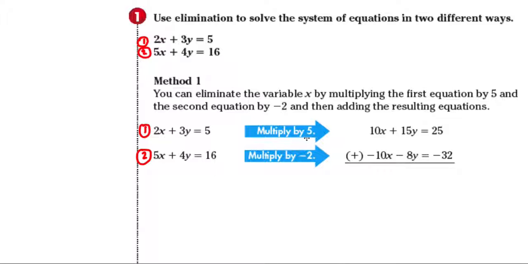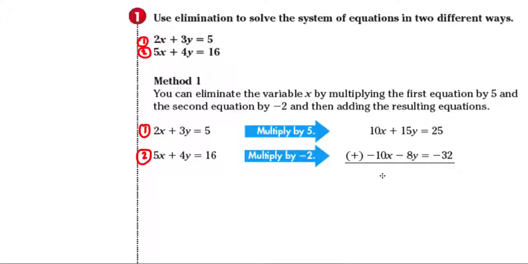Now, can I multiply by negative 5 and multiply by 2? By all means, yes. So you can do it the opposite way too. You can multiply the first equation by negative 5. You can multiply the second equation by simply 2, and you still achieve the same result.